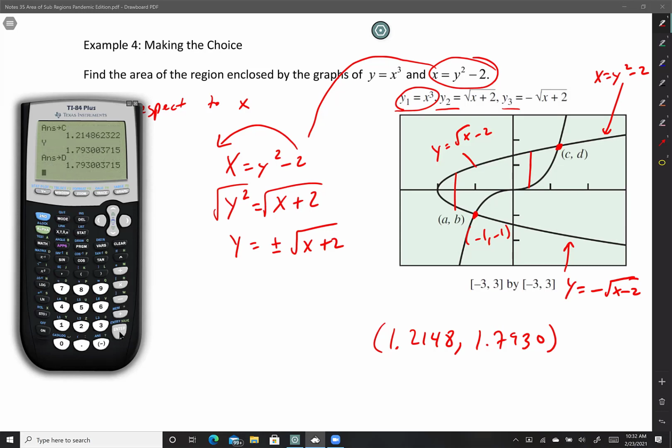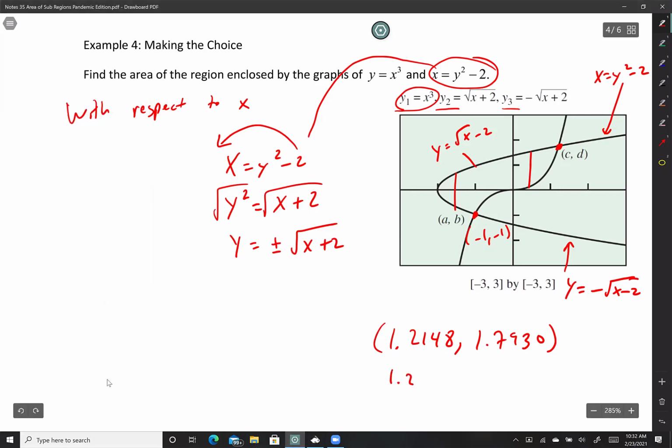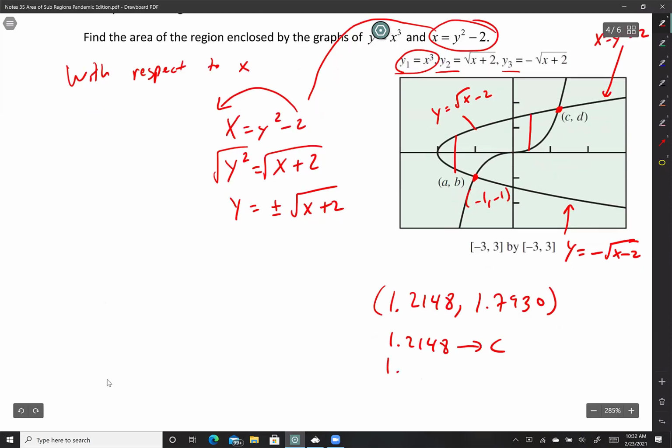There it is. Now, you want to make sure you get full credit, guys. So what I'm going to do, I'm going to put 1.2148, and I'm going to go letter C, and I'm going to write 1.7930 and letter D. What I'm telling the reader is that I'm storing those numbers to those letters. Cool?